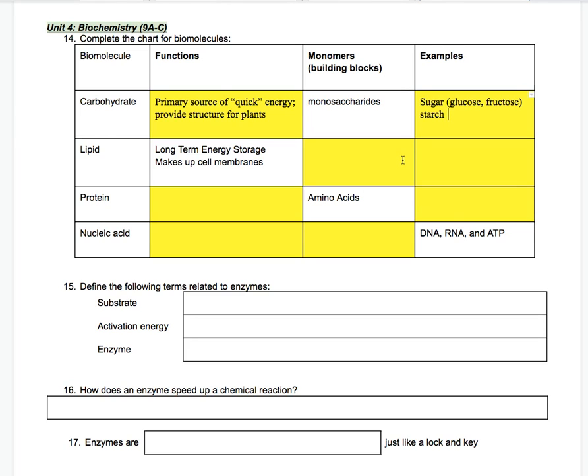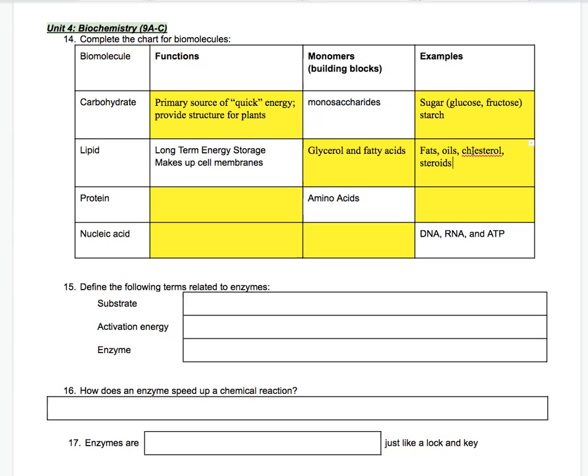Lipids, again, like I just said, are the long-term energy storage, and they also help make up your cell membranes. The monomers are going to be the glycerol and fatty acids. Examples of lipids are going to be your fats, your oils, cholesterol, or steroids. Again, it can also be the phospholipids that help make up your cell membrane because those are lipids.